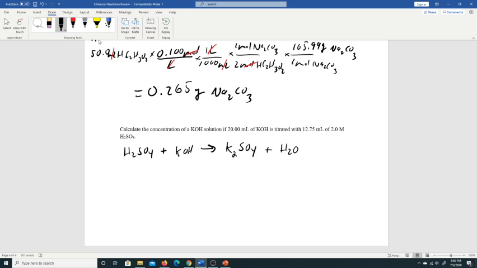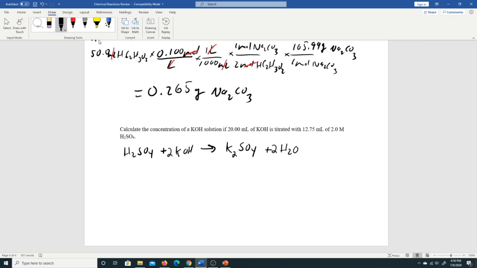Now to balance that equation, 2 K's on the right means you have 2 K's on the left. Each H combines with OH, so 2 H's from the acid, 2 OH's from the base. That gives us 2 waters. Now we can solve the problem.